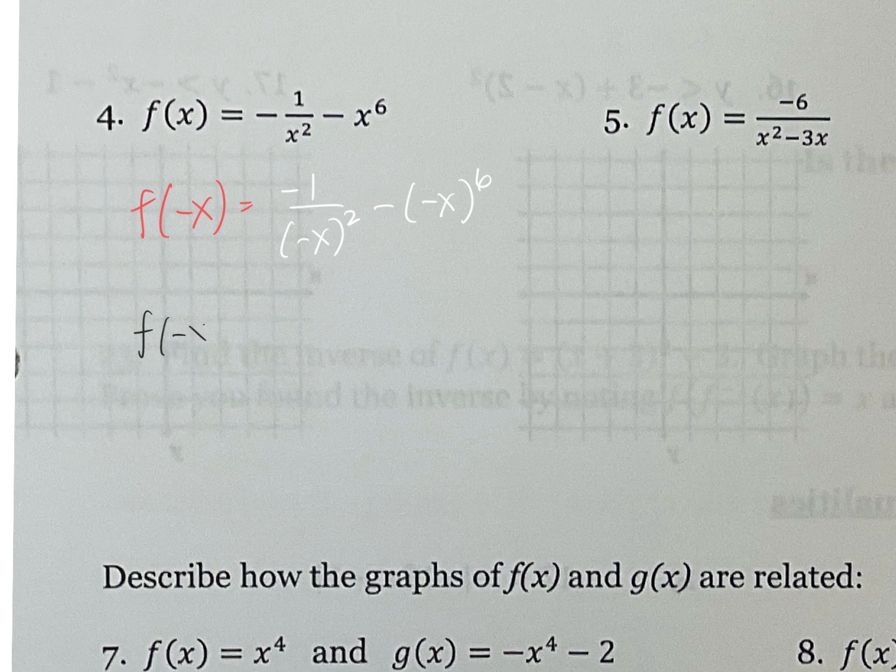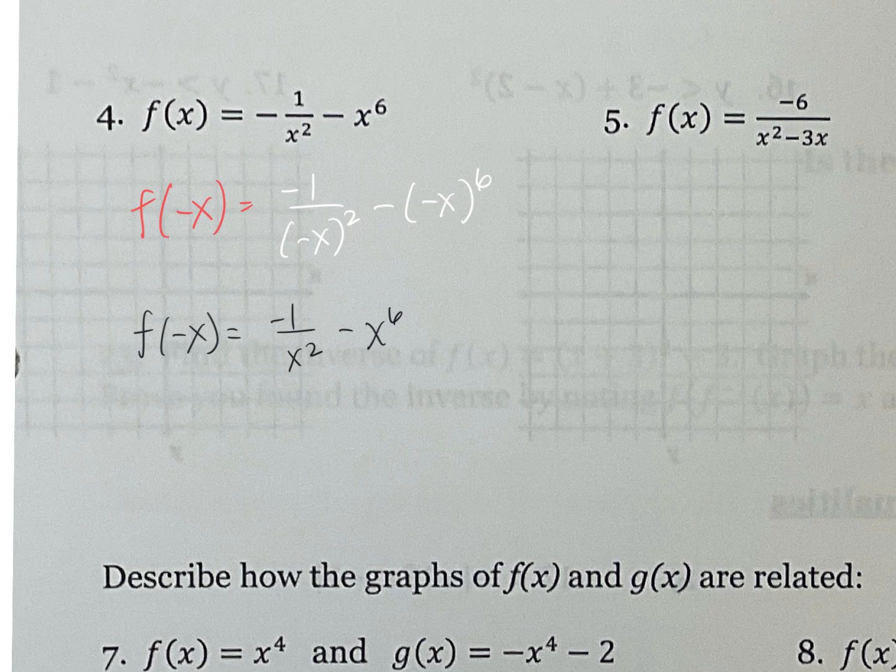So f of negative x would become negative 1 over, and you're saying it's going to be an x squared. You cool with that? Yep. Minus, what is a negative to the 6th power going to do? It's just going to be an x to the 6th, so minus x to the 6th. Did I get what I started with? Yes.